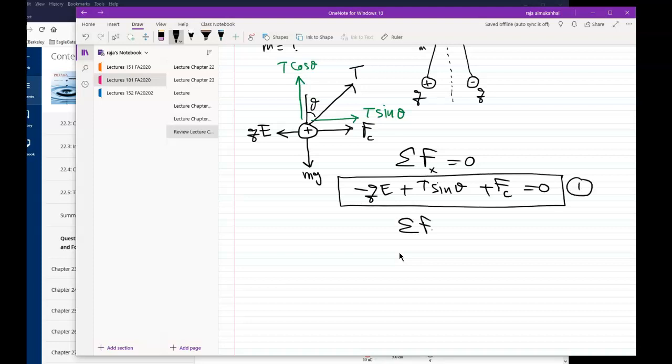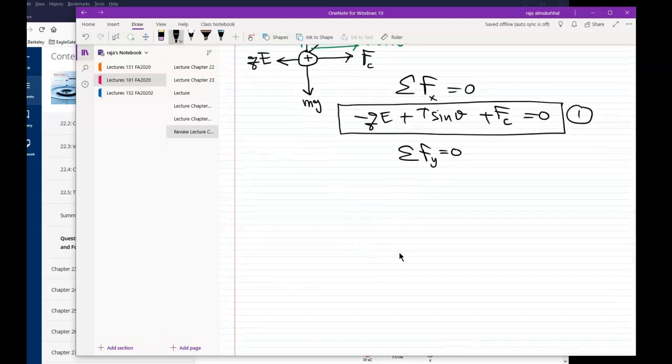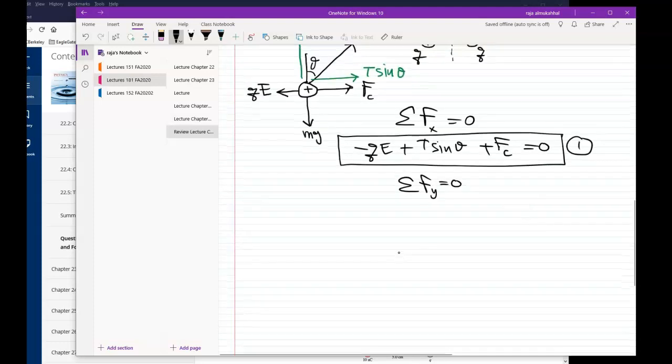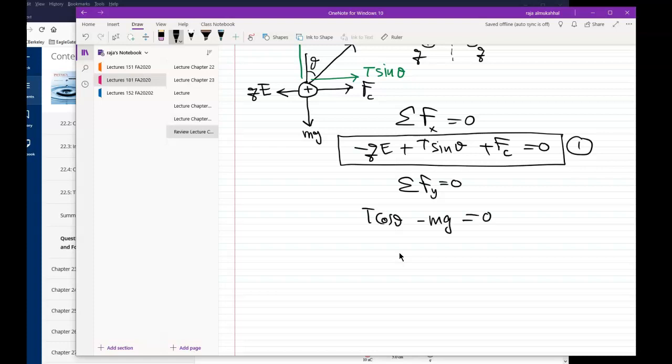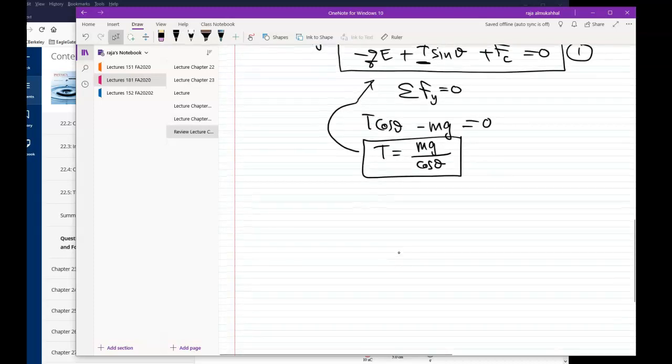And then sigma F sub y equals 0. Let me go back to the diagram. I don't want to make it disappear. This is going to be T cosine theta minus mg equals 0. Again, I'm not interested in the tension, so I'm going to eliminate it. So T equals mg over cosine theta. Now I take that and plug it back in there for T. When I do that, we're done with the physics. The rest is just algebra.